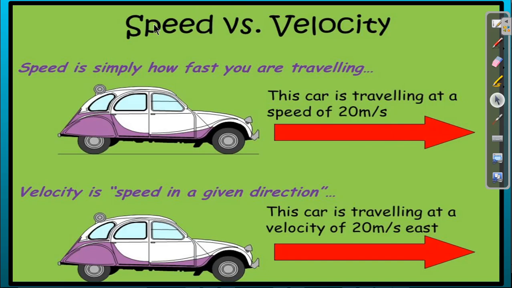So know the difference between speed and velocity. Speed is a scalar, velocity is a vector. Speed doesn't require direction. Velocity is speed with direction.